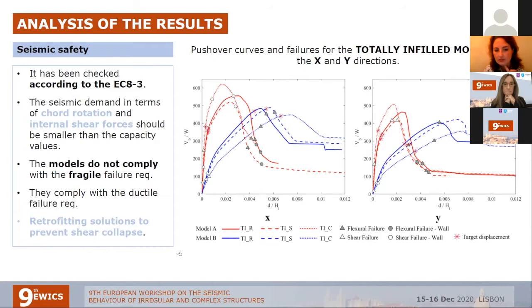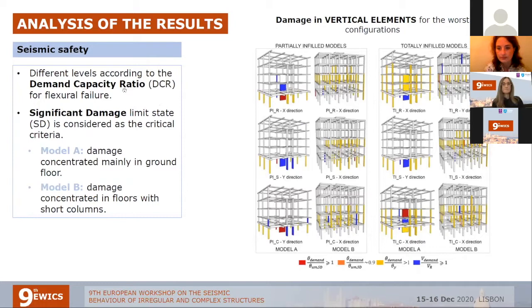We also plotted the damage in different vertical elements. We used the demand capacity ratio only for the flexural failure. We used the significant damage limit state as the critical criterion. In the case of model A, the damage is mainly concentrated in the ground floor. Here you can see that all of the columns are damaged. And in the case of model B, the damage is mainly concentrated in the short columns here and the floor above, for the partial infill models and also for the total infill models.